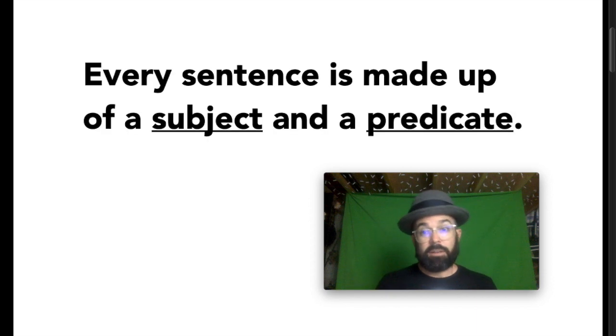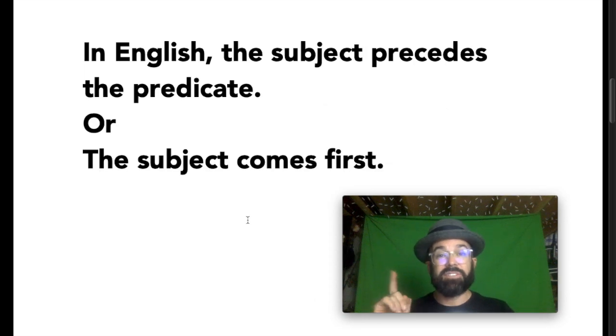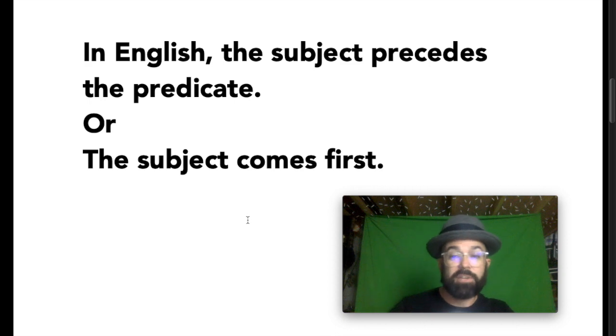Here we go. Every sentence is made up of a subject and a predicate. They're just two words that people came up with to name the different parts of a sentence. One part of the sentence is the subject, and everything else in the sentence is the predicate. Now, in English, the subject always precedes the predicate. This is where some non-native speakers sometimes get confused. In English, in other words, the subject comes first. The predicate comes after the subject. The predicate or the verb comes after the subject.